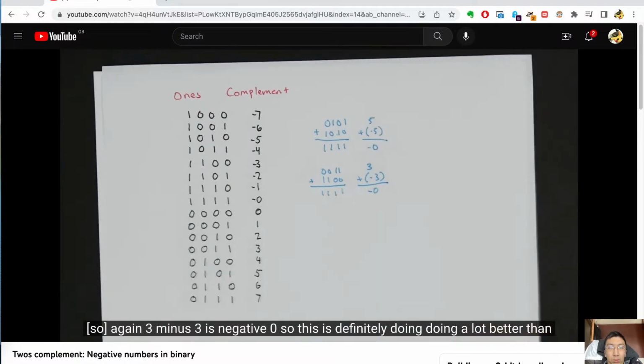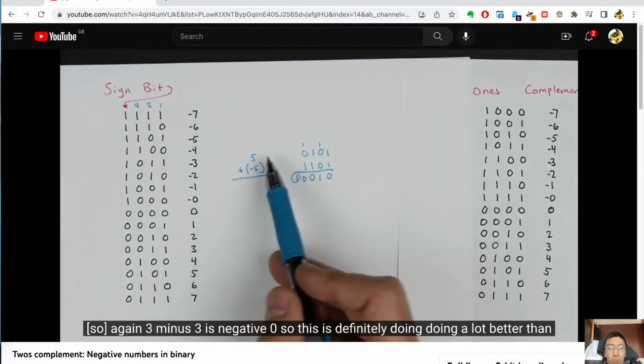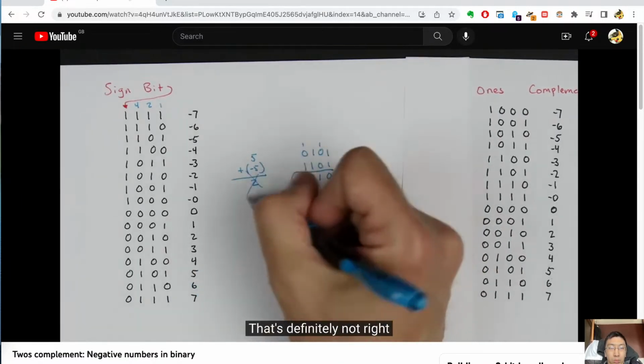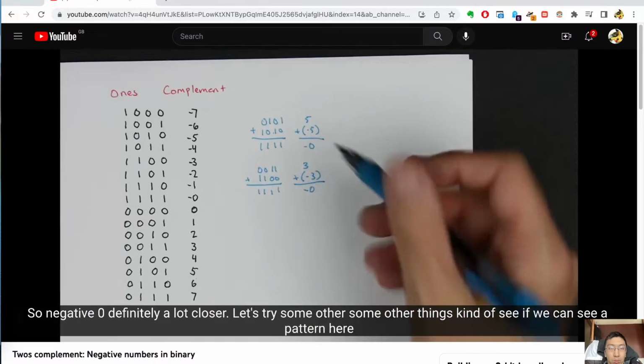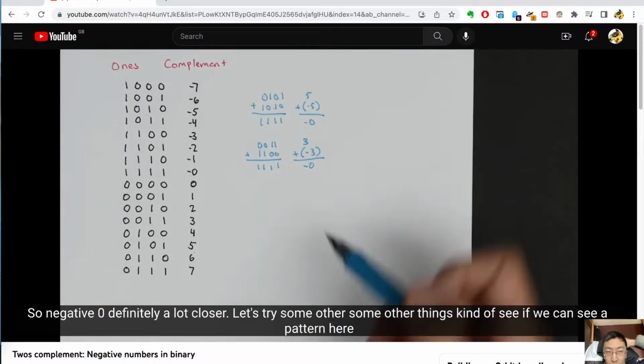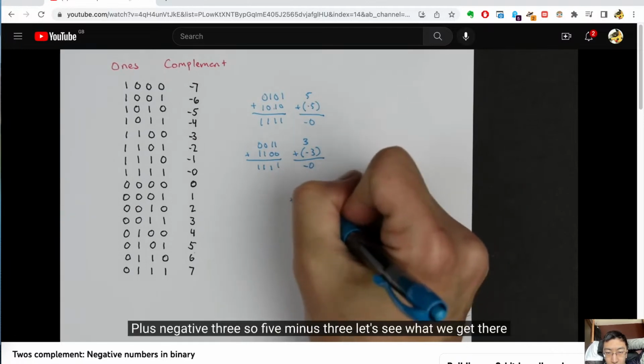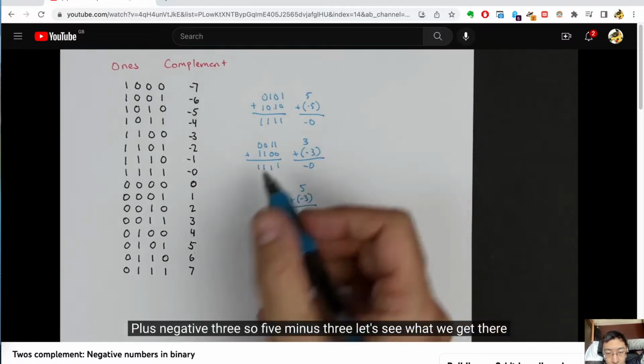So this is definitely doing a lot better than here, where we were saying 5 minus 5 was 2. That's definitely not right. So negative 0, definitely a lot closer. Let's try some other things, kind of see if we can see a pattern here. So if we did, let's say, 5 plus negative 3. So 5 minus 3, let's see what we get there.